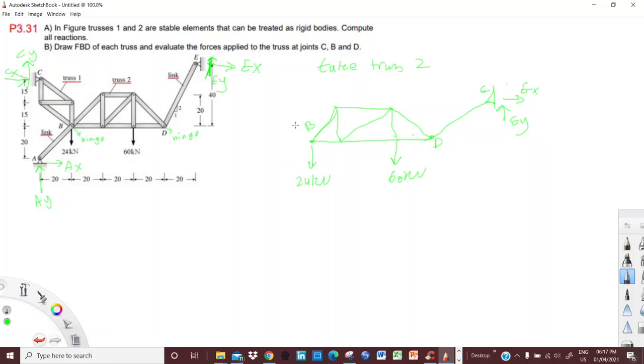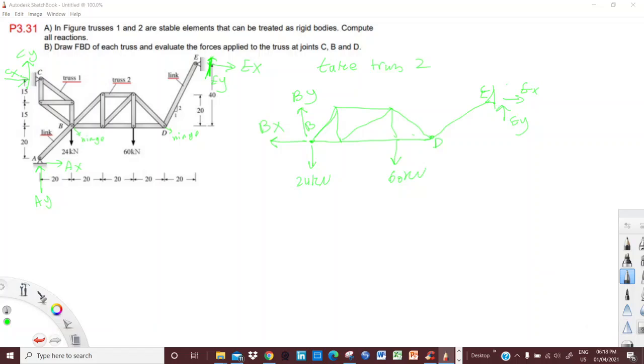At B, I have 2 internal reactions. Remember this. So let's take the upward one, it's By, and let's take the left Bx. So can we find the reaction at By and Bx? If I take moment at E, I will be left also with By and Bx. So we have 4 unknowns. So I also need to try to split.